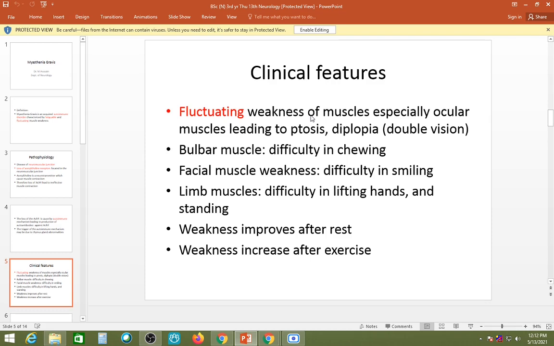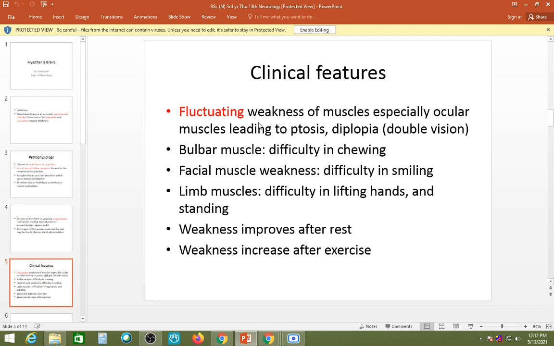In what way is it changing? Sometimes the person is weak, sometimes the person is normal. So it is a fluctuating weakness. Usually the pattern of weakness is that the person is normal in the morning after getting up from sleep, and towards the evening and late in the night, the person becomes weak.